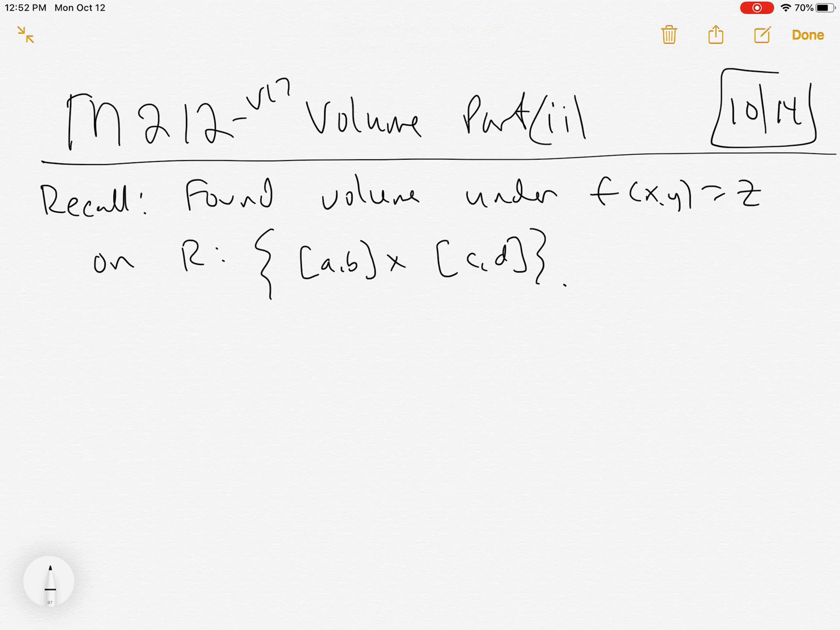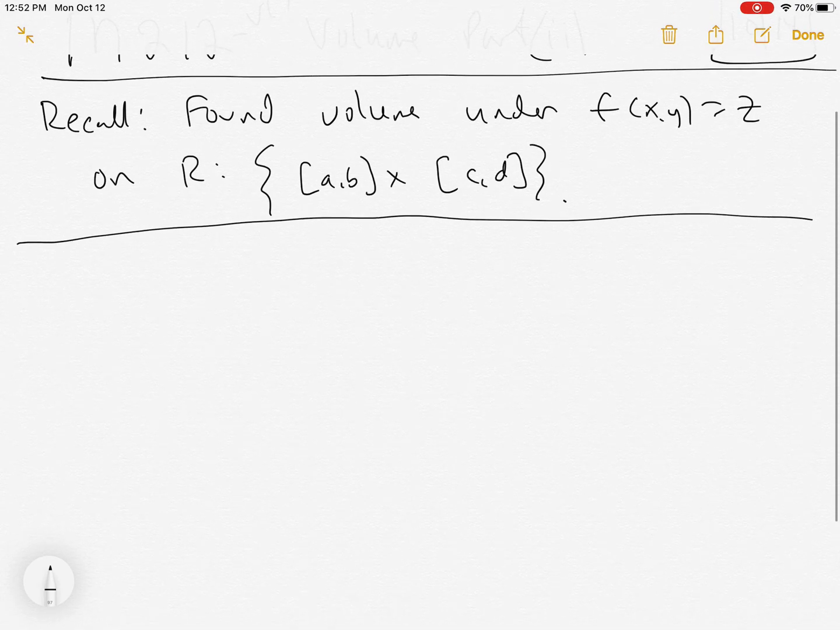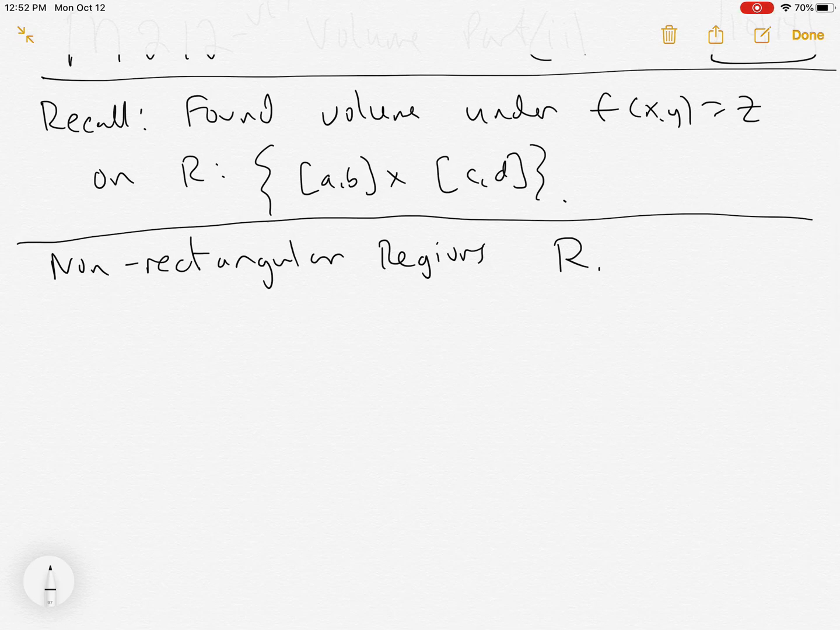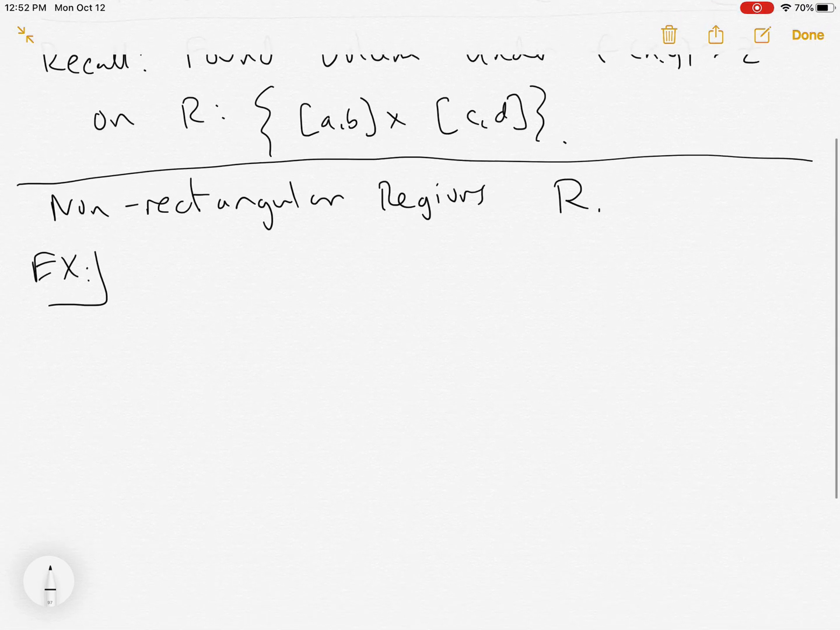Okay, now we're going to extend this to non-rectangular regions R, and it winds out being a pretty cool little algorithm. So we'll start with a problem, an example, and then build the theory from there. So here's our example.